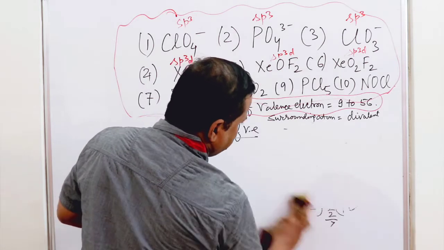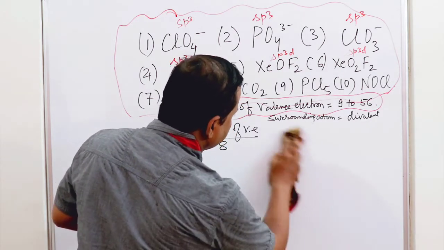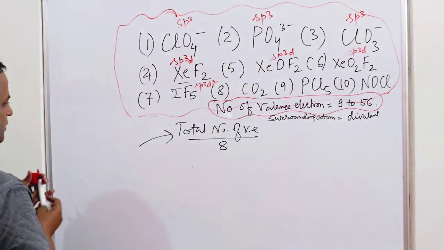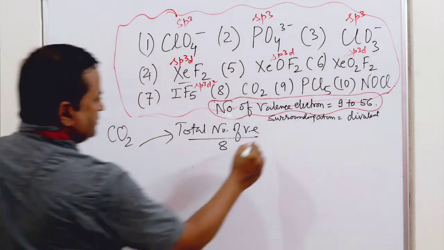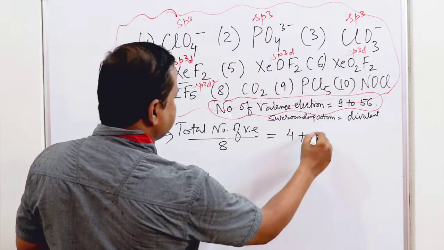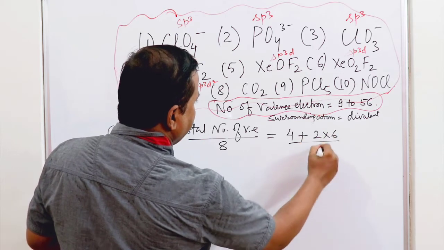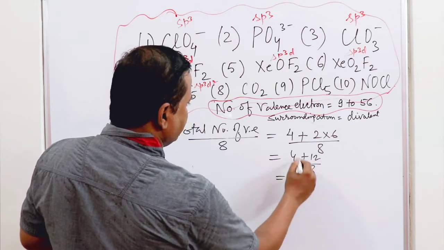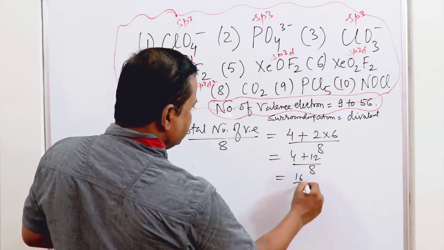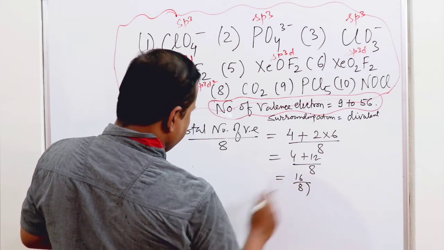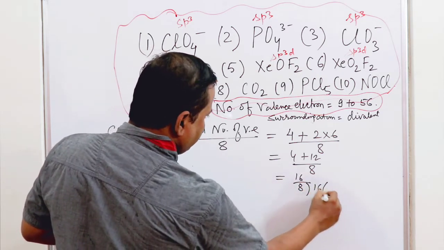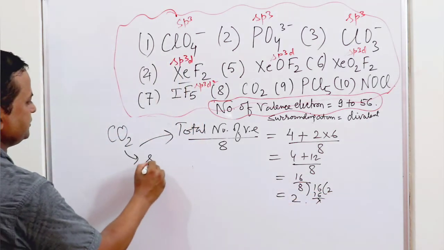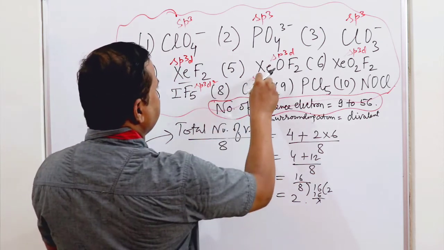Next, the molecule is carbon dioxide. It's an easy one. This is a very easy trick, you are not required to remember information like lone pair, bond pair and so on. I find it quite an easier method. Carbon dioxide, carbon has 4 plus 2 into 6 divided by 8, so 4 plus 12 is 16 by 8, 8 twos are 16, so it is 2, 2 means the hybridization is sp.